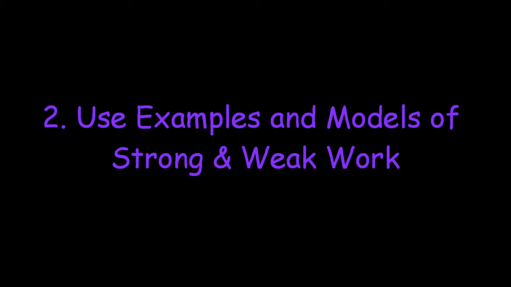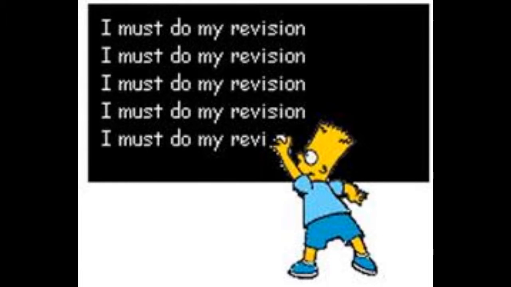The second strategy Chappuis gives us is to use models of strong and weak work, so we can begin to teach our students what is and isn't quality, so they can evaluate their own work and the work of others. Chappuis also stresses not to hide the development and revisions of the models so that students will understand the process and know how to work through rough patches.